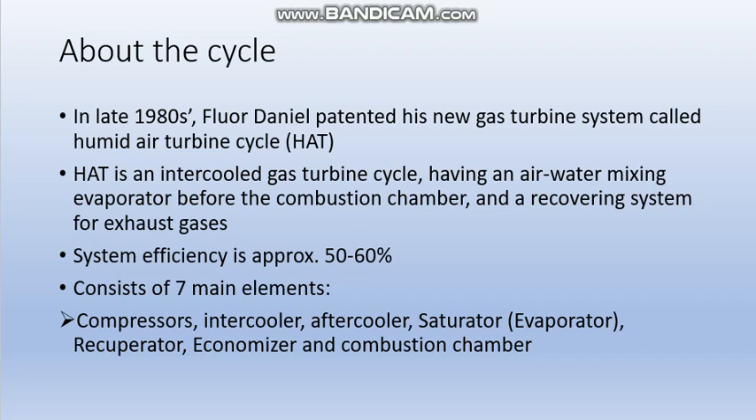Then the system efficiency can be improved by 50 to 60%, and it consists of 7 main components. We've got the compressor in the first stage, intercooler and the aftercooler. We've actually got 2 compressors, and then the saturator or the evaporator, the recuperator, which is a gas-gas heat exchanger, the economizer, which is a water-to-gas heat exchanger, and finally the combustion chamber, which has 2 inlets, the fuel plus the air coming from the evaporator.